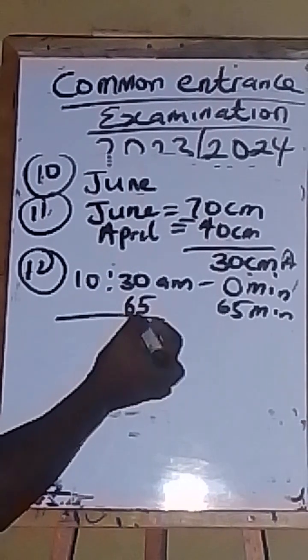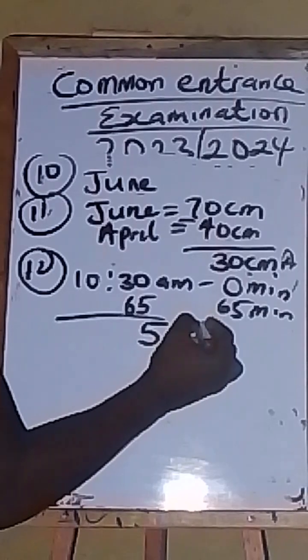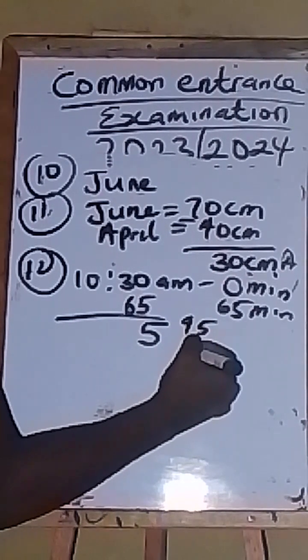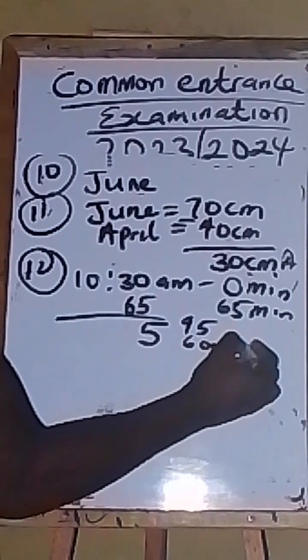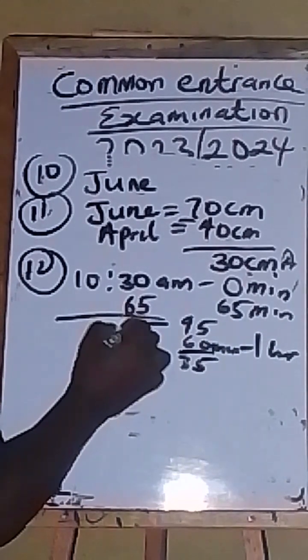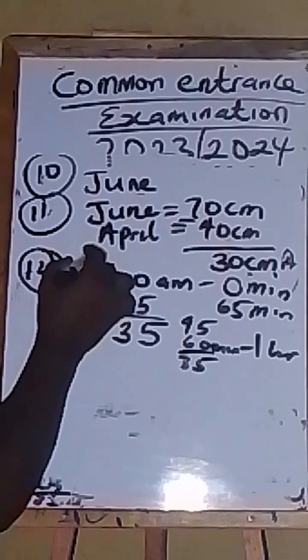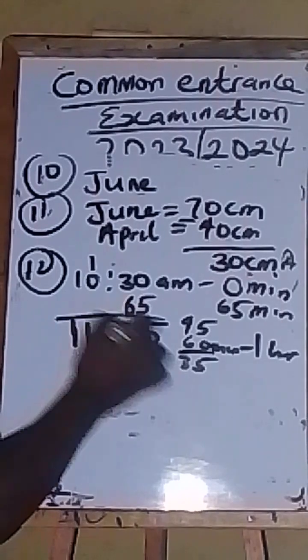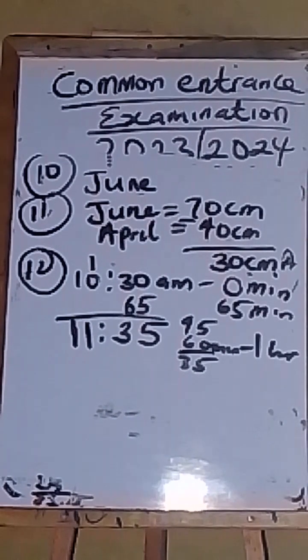So you subtract, it will give us 95. You subtract 60, because 60 minutes make an hour. Subtracting from it will give us 35. So this will be 3. You take the 1 here, so this will give us 11:35 at that point.